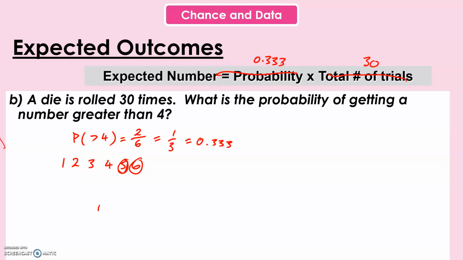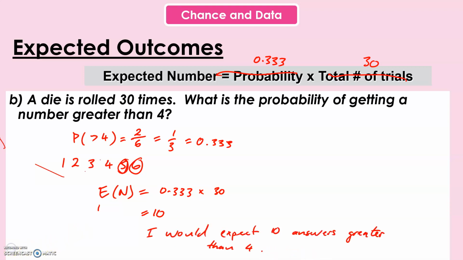So we have to times that by 30. So the expected number is equal to 0.33 times 30, which will give us answer 10. So remember to answer your question in context. I would expect 10 answers greater than 4.